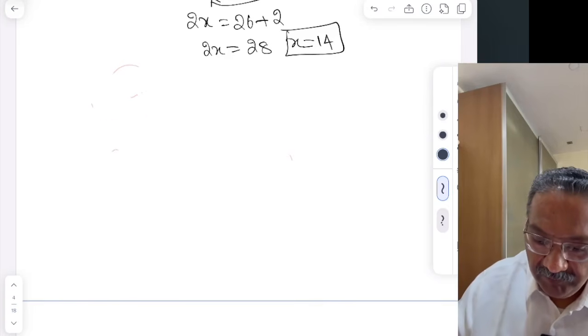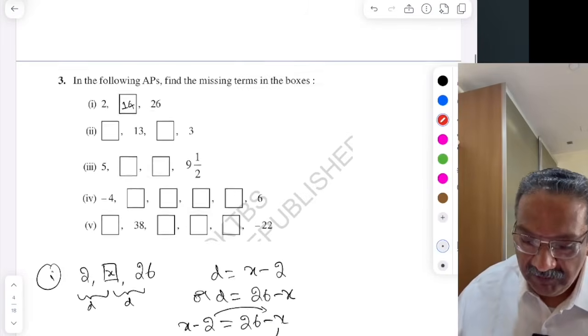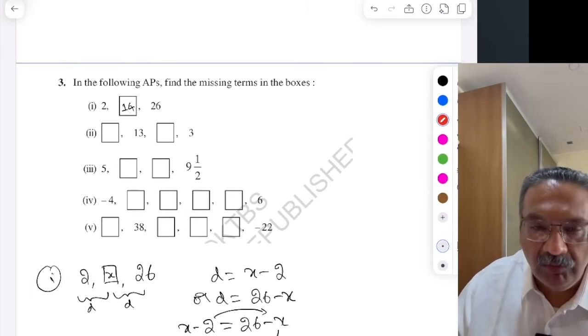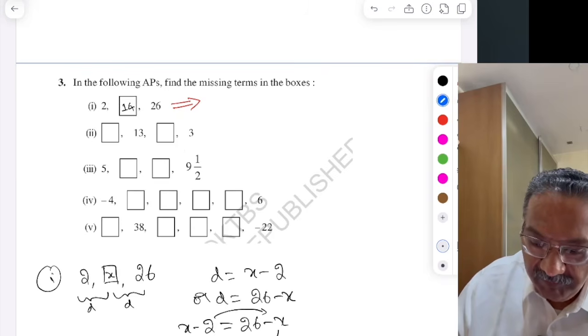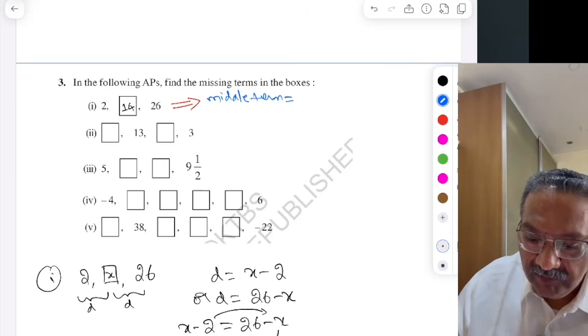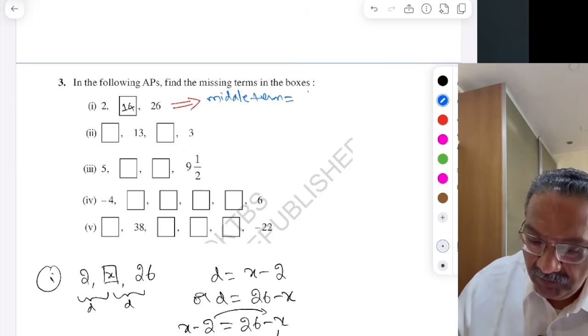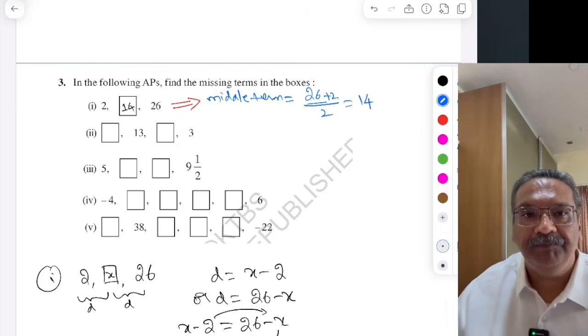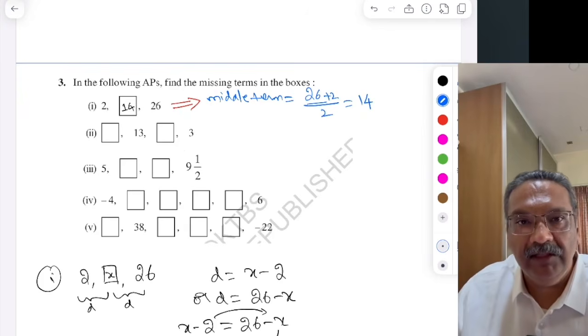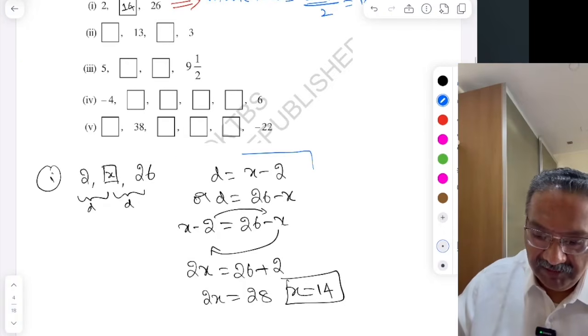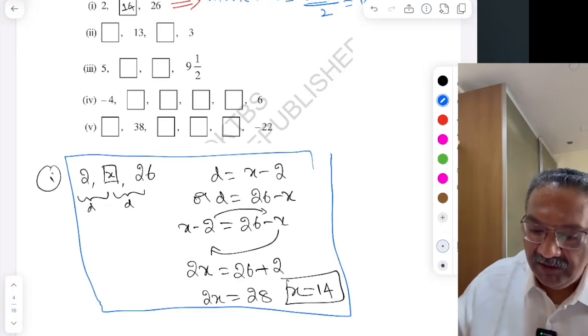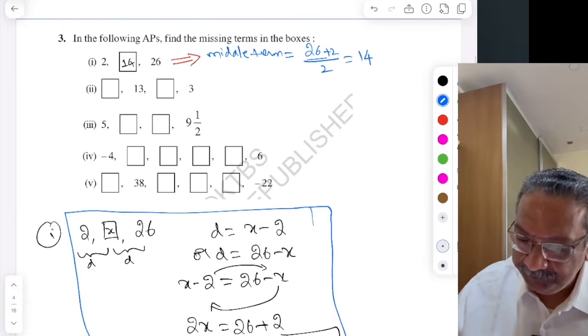So when you have three terms, if they have given consecutive terms 2, 14 and 26, directly without bothering, you can say that the middle term will be the average of the right and the left term. So 26 plus 2 by 2, which is 14. This is a shortcut way of doing this. This will be helpful in MCQs. If they have asked a 1 mark question, you will have to do it by the full method only. But if it is an MCQ, you can directly find it this way.